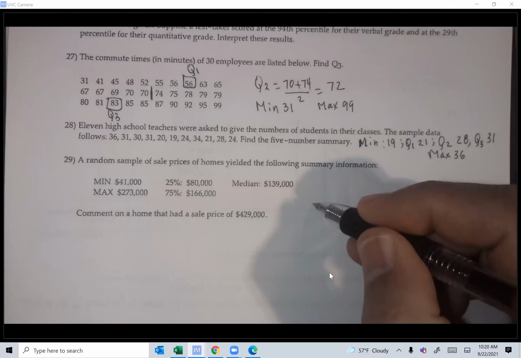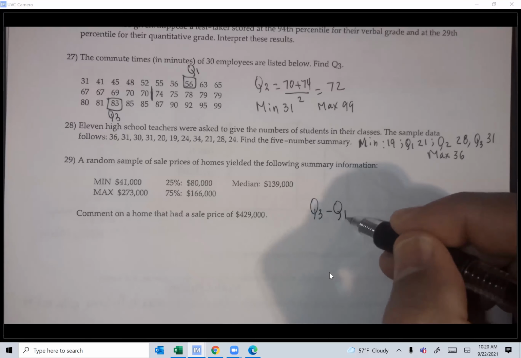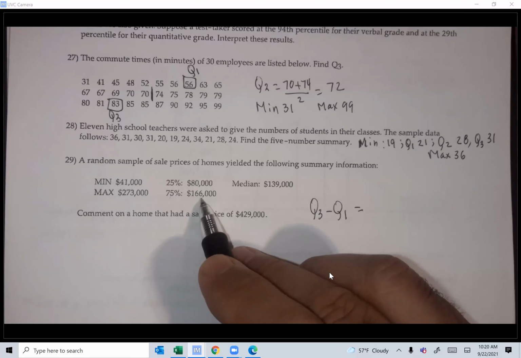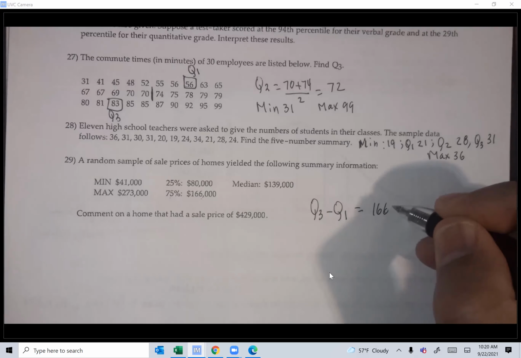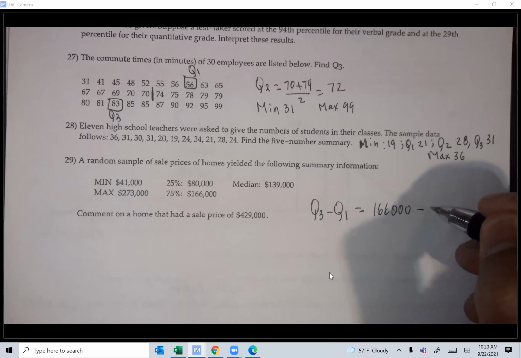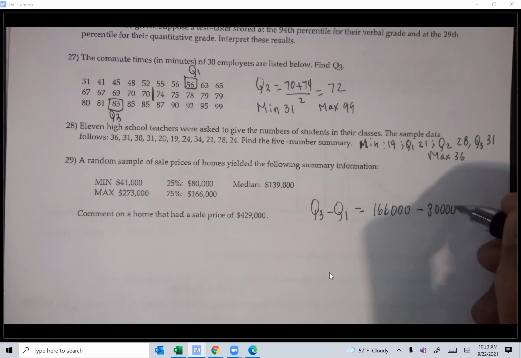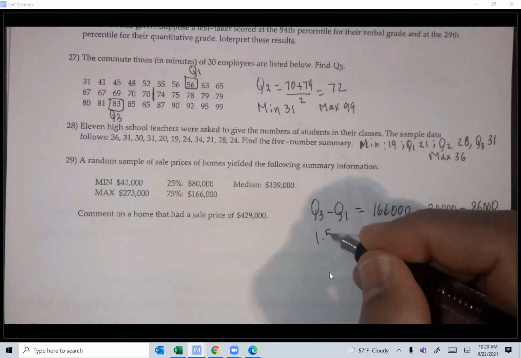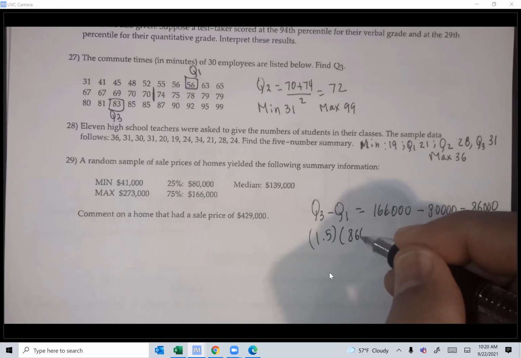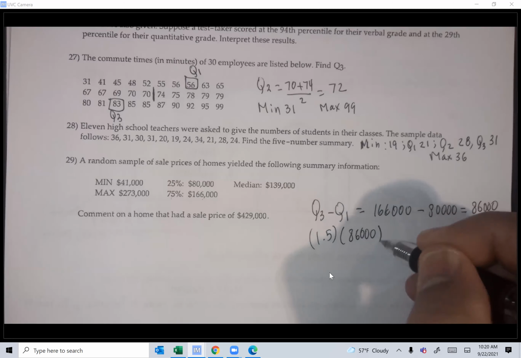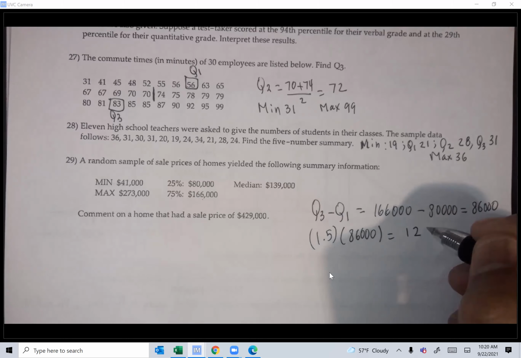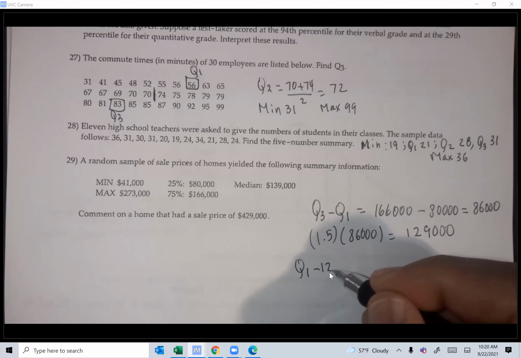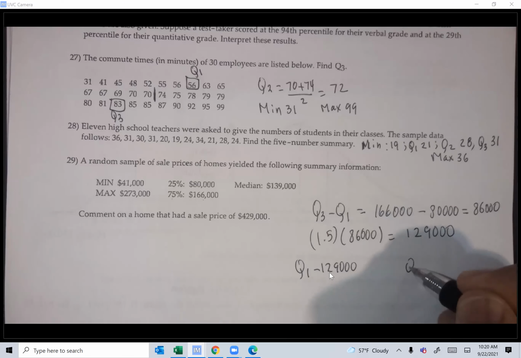So we do Q3 minus Q1, where Q3 is the 75th percentile. So 166,000 minus Q1, which is 80,000. So that's 86,000 multiplied by 1.5. So that will be 129,000. Now take Q1 and subtract 129,000 and take Q3 and add.